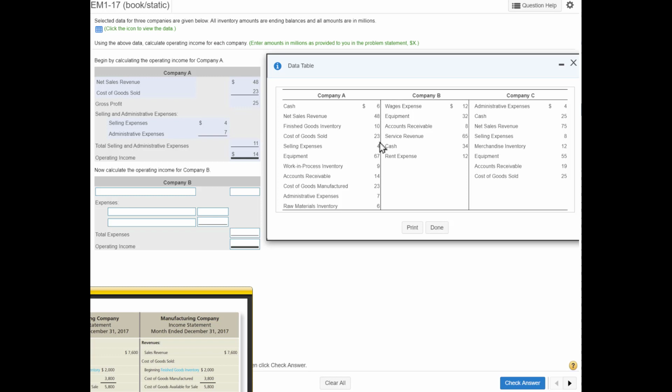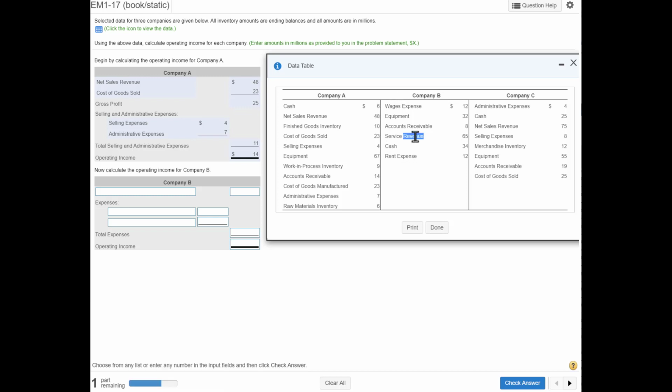Company B has only revenues. Well, I guess they do have some assets. But as far as the income statement goes, they've got revenues and they've got 2 expenses. So this is a service company. So we're going to start with sales revenue, or service revenue, I should say, 65. We get that from there. And then we've got wages expense, 12.